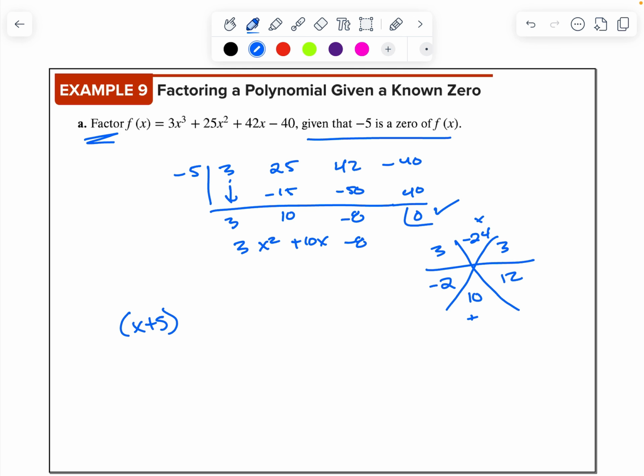That's great. I'm going to look at this side. I cannot simplify that fraction, so that gives me the factor 3x minus 2. I can simplify this one to 1 over 4, and that gives me 1x plus 4.